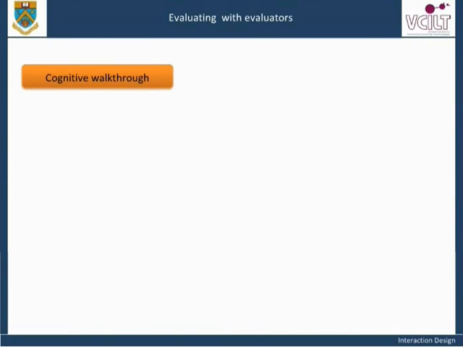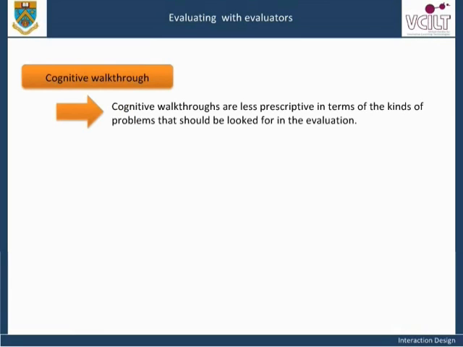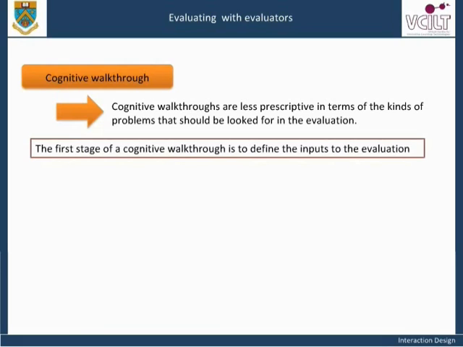Cognitive walkthrough. Compared to heuristic evaluation, cognitive walkthroughs are less prescriptive in terms of the kinds of problems that should be looked for in the evaluation. The emphasis is more on learnability, and the basic approach is that the evaluators step through a scenario using the system, and at each step attempt to decide whether users would have trouble in moving to the next, hence the term walkthrough. The first stage of a cognitive walkthrough is to define the inputs to the evaluation, what things we are going to consider in the evaluation.